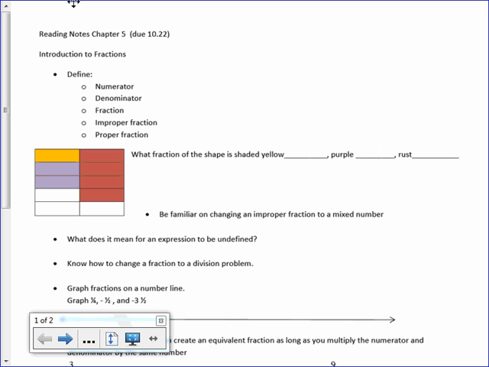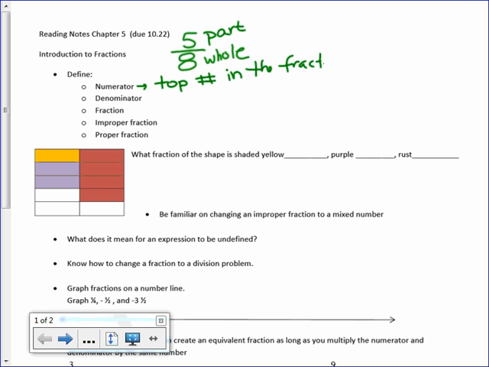If I have the fraction 5/8, 5 is the part, 8 is the whole. 5 is the numerator, so the numerator is the top number in the fraction. And the denominator is 8, so it is the bottom number in the fraction. You know what a fraction is.